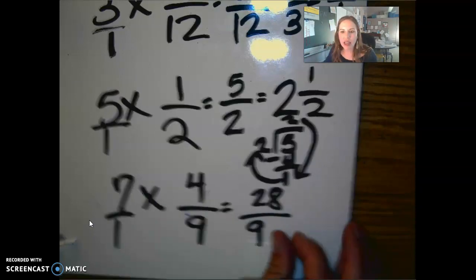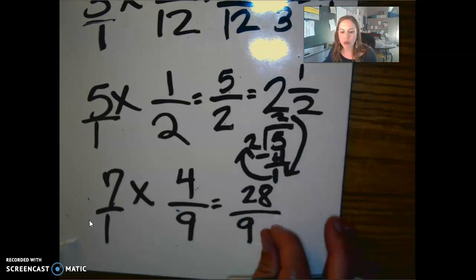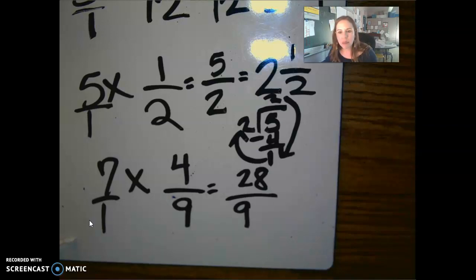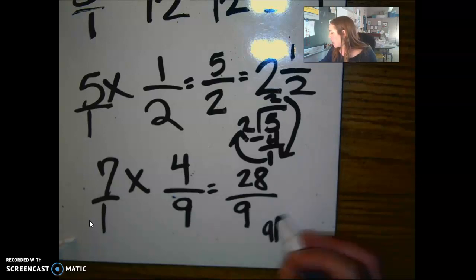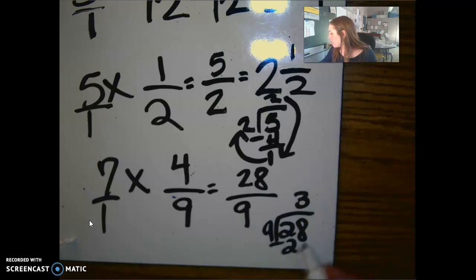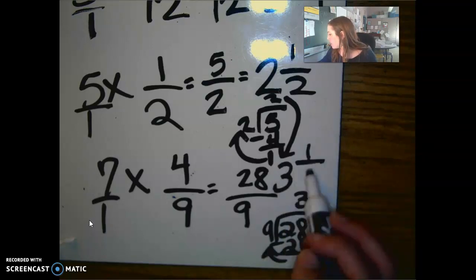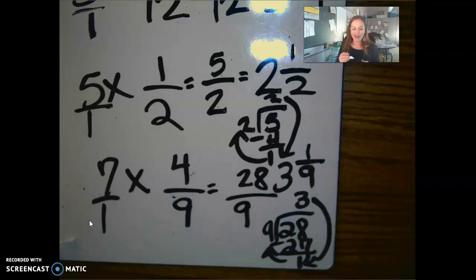I need to turn that into a mixed number because my numerator is greater than my denominator. And to keep it that way would be bad form, a party foul, as I call it. 9 goes into 28 3 times. Whole number, numerator, denominator. 3 and 1/9 is my answer.